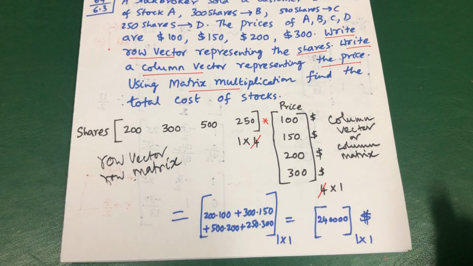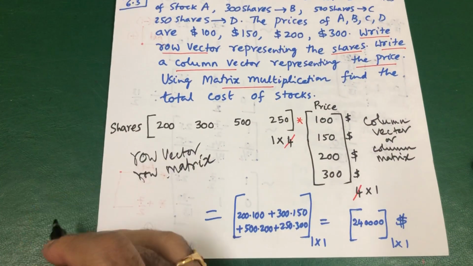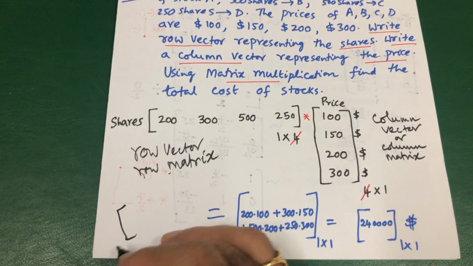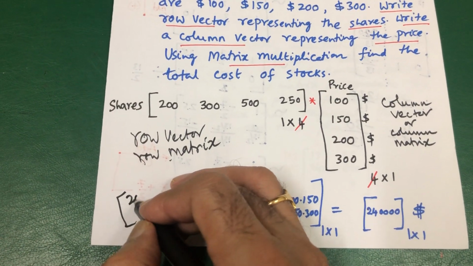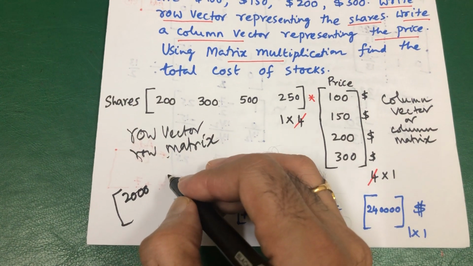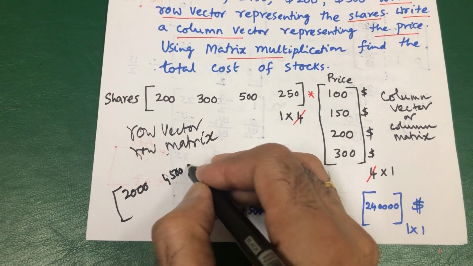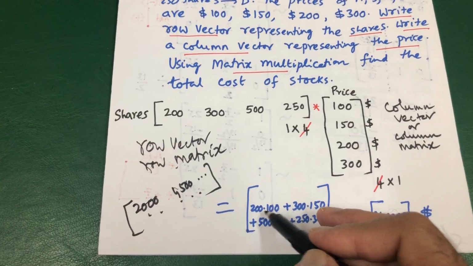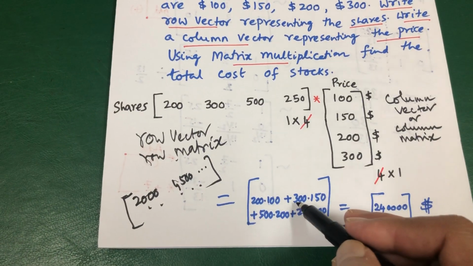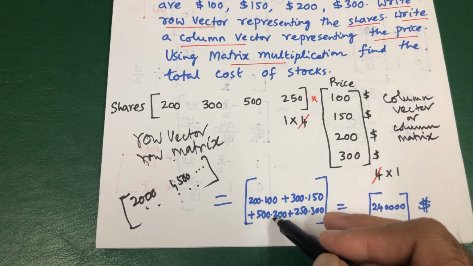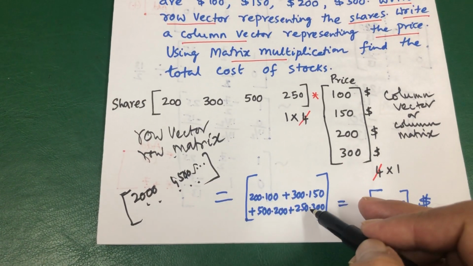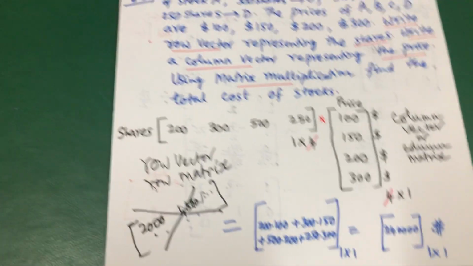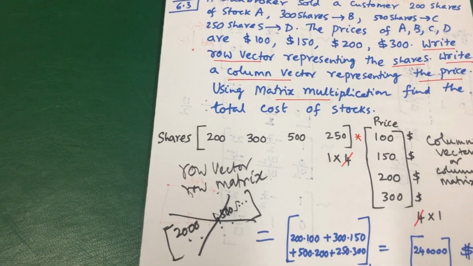If you write like this, it will be a big wrong. Some students write like this: they write 2000 and then 450, 4500. They write some matrix like this because they write this 200 is one element, 300 into 150 is 450, 500 into 15,000, and they write 250 into 300 another matrix. This is a big wrong. Be careful with that method.